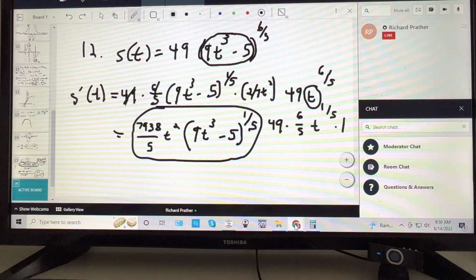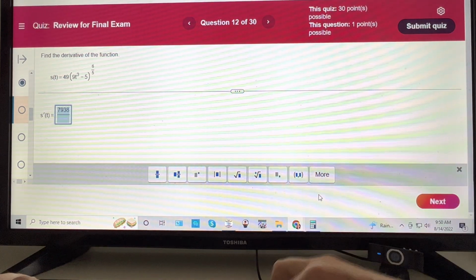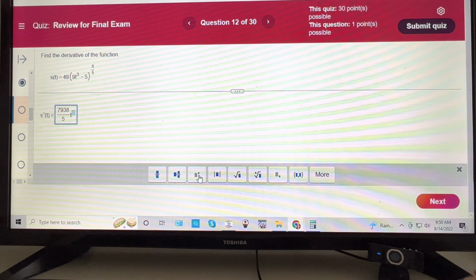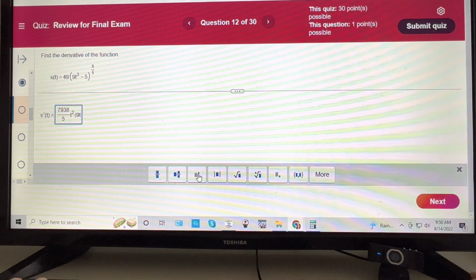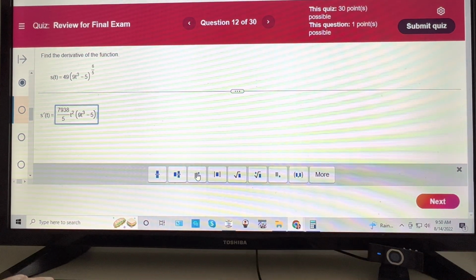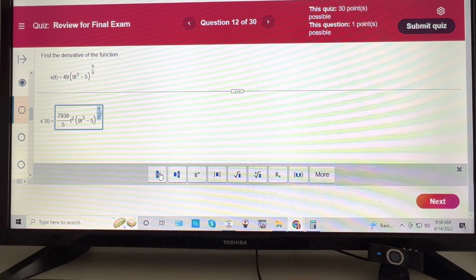Put your constant in front, 7938 over 5. If you have a single term like t squared, you just put that next, because if there was no parenthesis, that would be all you would have. And then your 9t cubed minus 5, since the exponent decreased to 1/5, there's no way to simplify anything. And we just put that in the back to get the messiest part in the back.